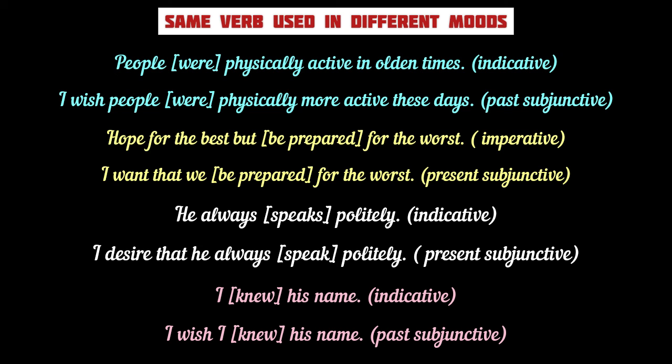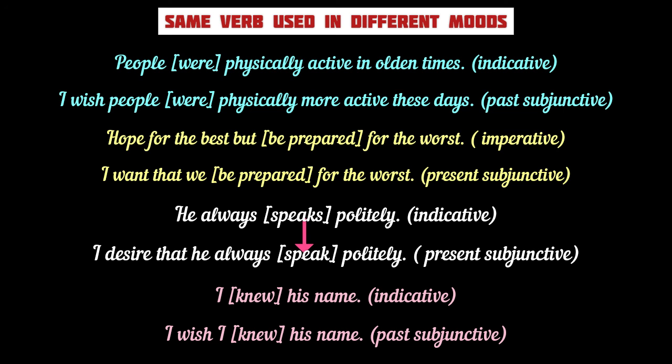In the next example, he always speaks politely. The verb speaks in the simple present tense is in the indicative mood. Here it shows a statement or fact. But in the next example, I desire that he always speak politely. The same verb speak in its base form in the simple present tense is in the present subjunctive mood.